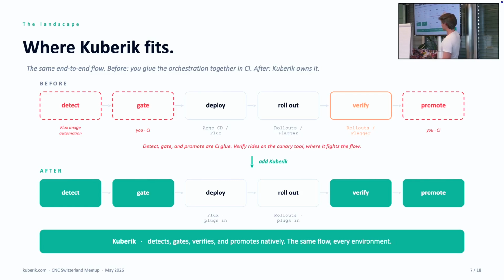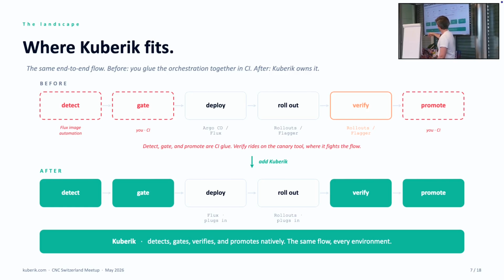Argo Rollouts and Flagger have a verify step, but because they don't know why your version was changed, they can roll back even a hotfix during a production incident. You don't want that. And then there's no solution for promote at all. You would still have to write your custom script or CD.